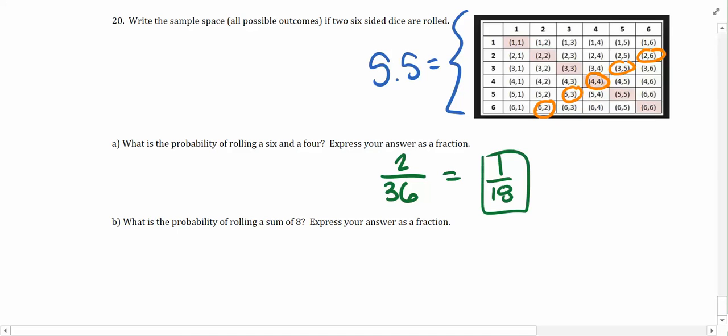There's 1, 2, 3, 4, 5. So the probability of getting this would be 5 out of 36. That would be a sum of 8. And those are the two answers for number 20.